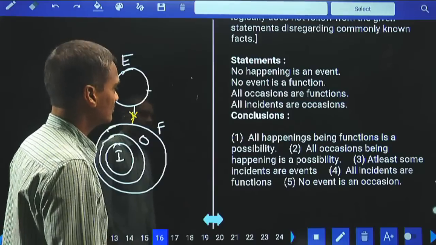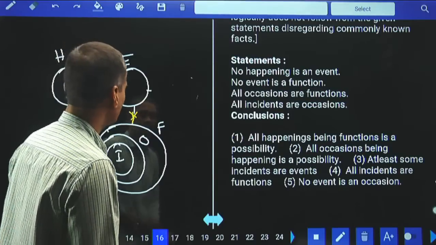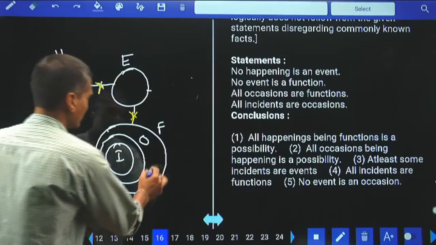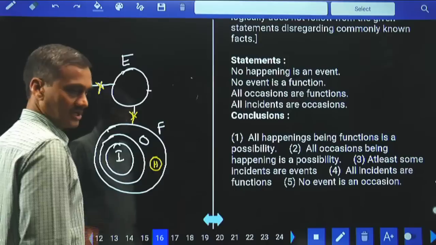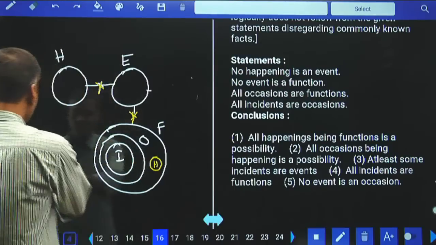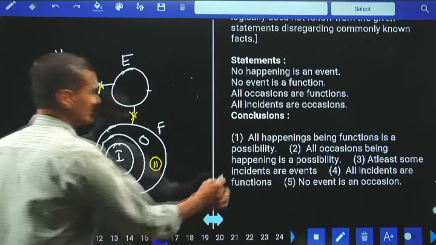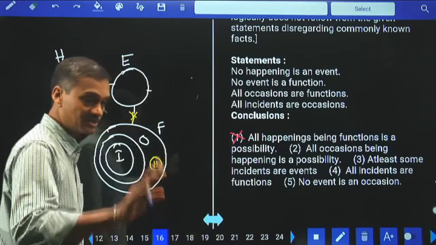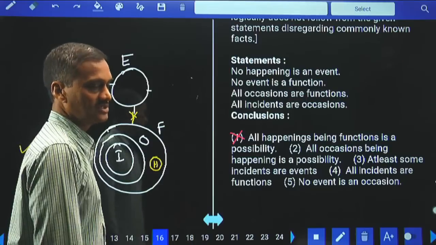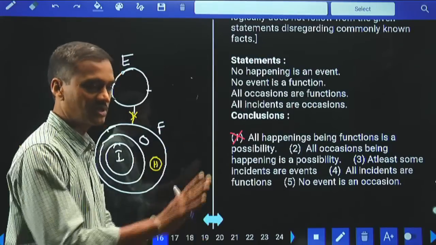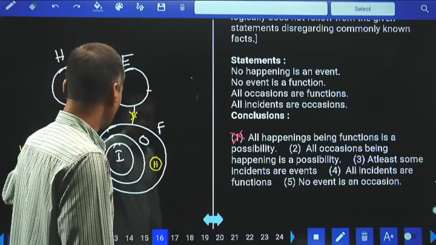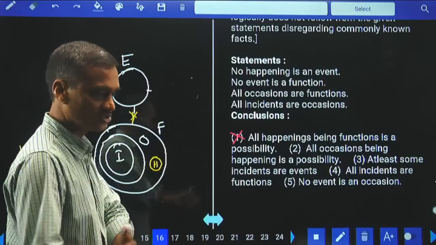Then coming to the first one, all happenings or functions is a possibility. Now tell me whether I can draw happening like this or not. Yes. Is it true or not? Yes. As it is true once, it cannot be your answer because your answer must be 100% false. Hence in this does not follow, we are always bothered about false cases but not true cases. As it is true, it cannot be your answer. Skip to the next choice.